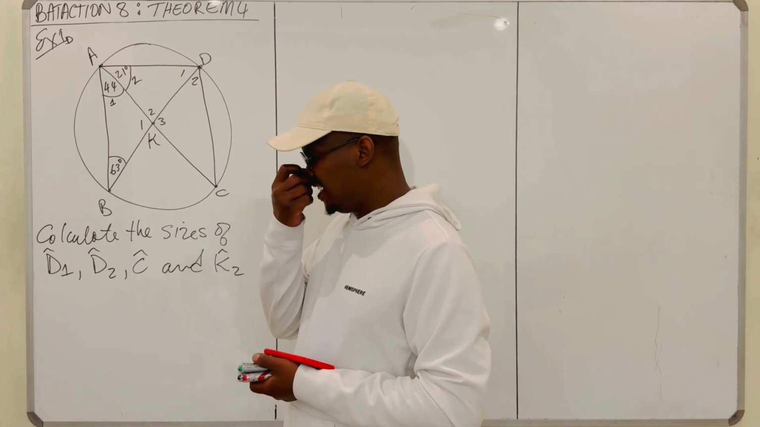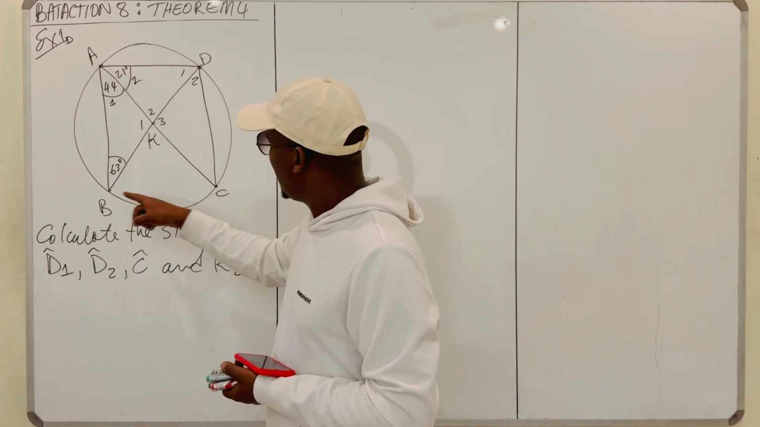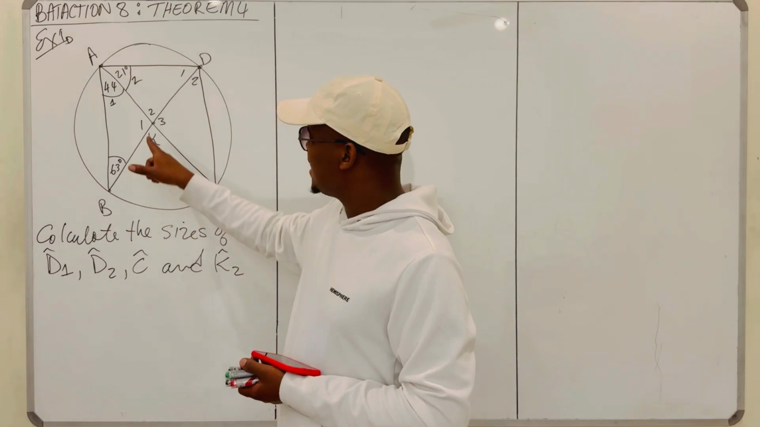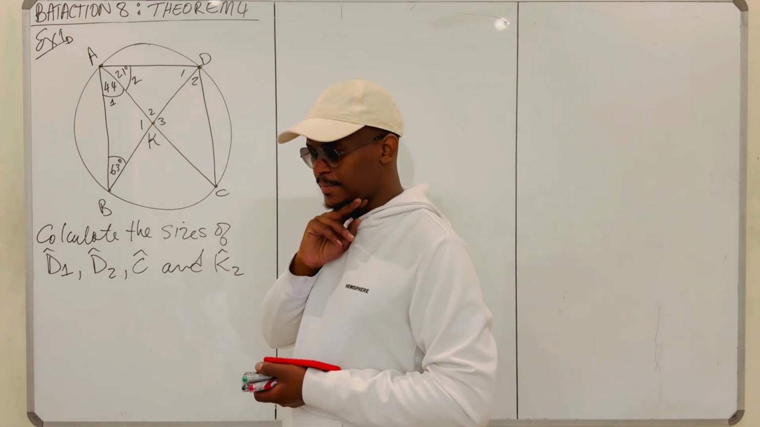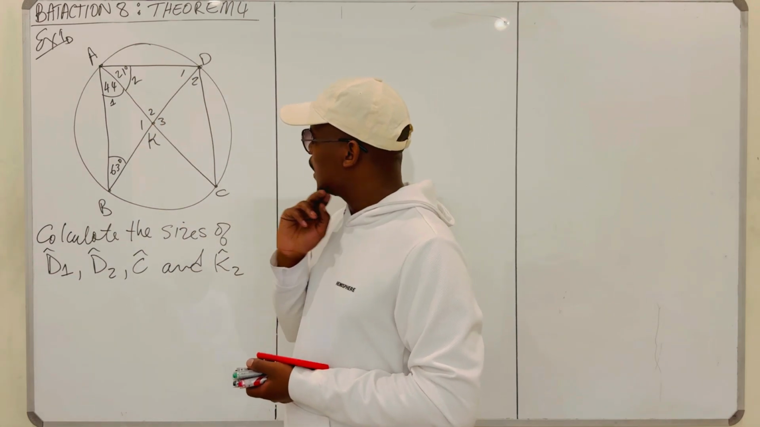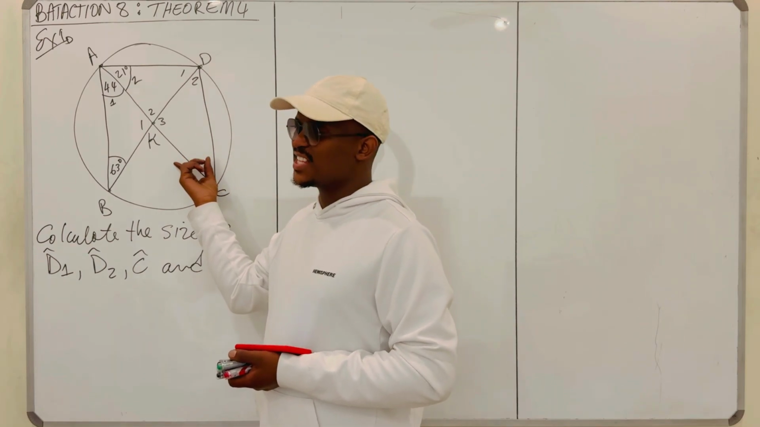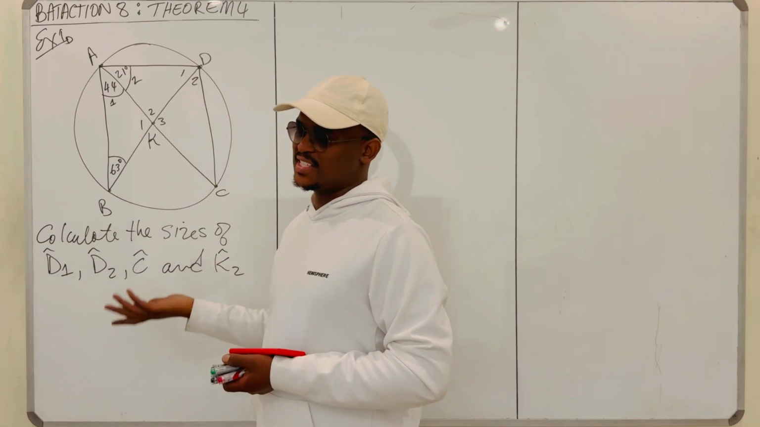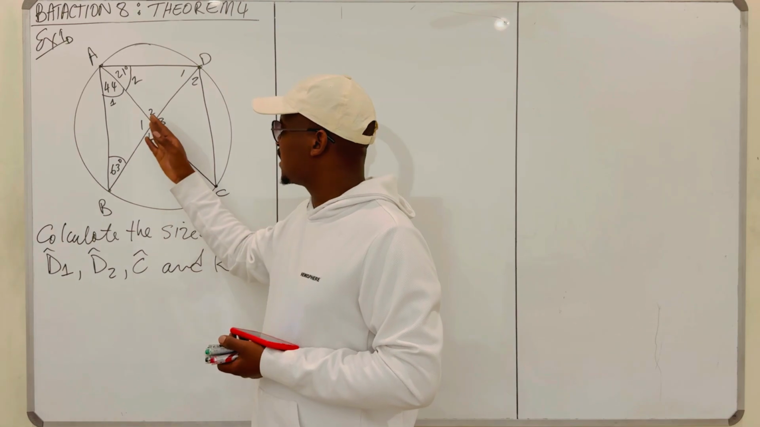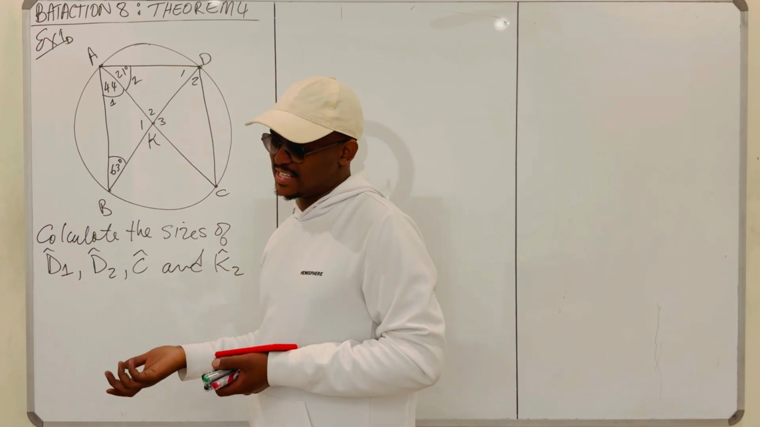AC and BD are chords and they intersect at that point K over there. So, is K the center? No, it's just the intersection of those chords. No one said it's the center, so it's not. Not everything that looks like it's in the center is the center.